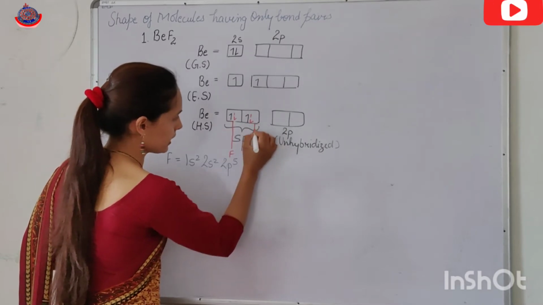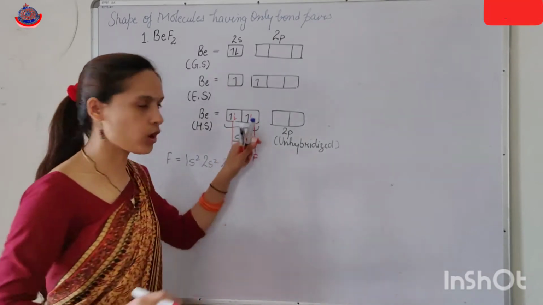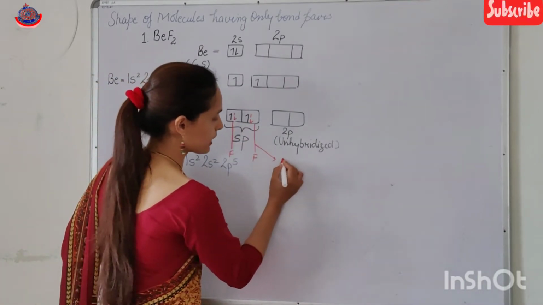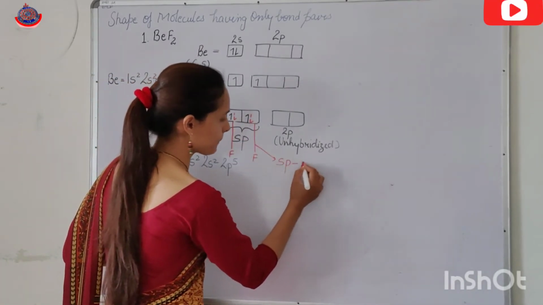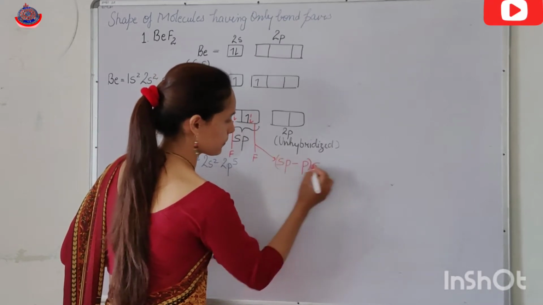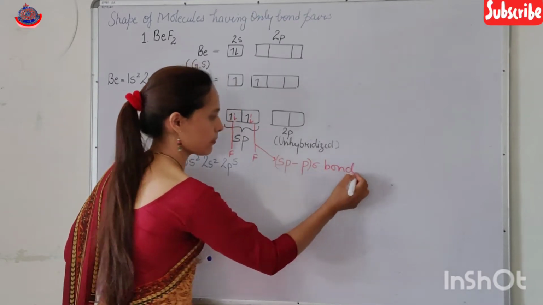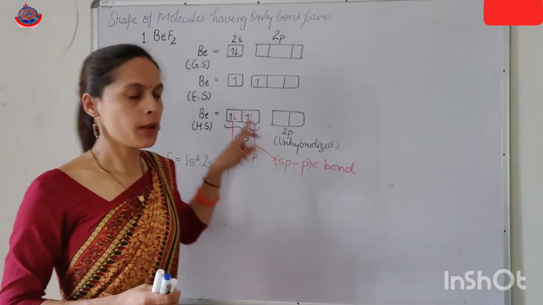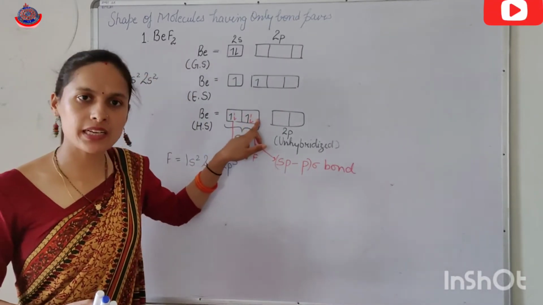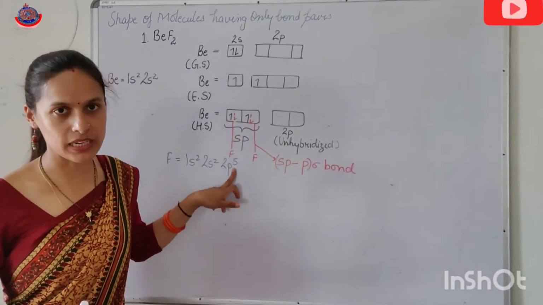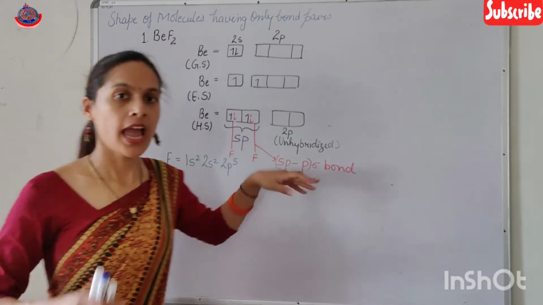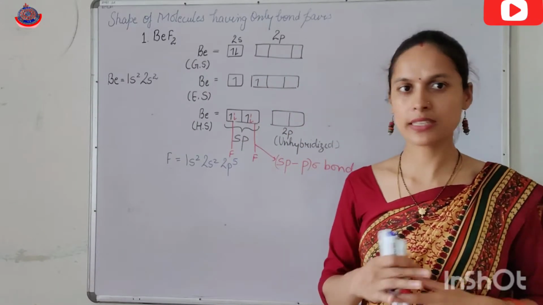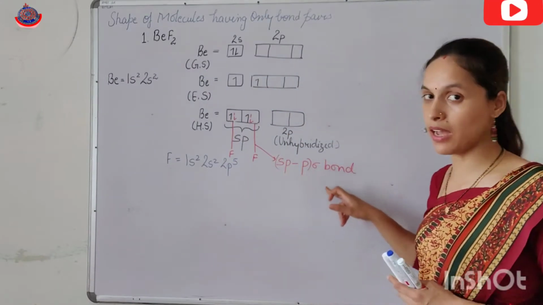So here fluorine and here fluorine, and the bond which is formed between the beryllium and the fluorine, the name of that bond is sp-p sigma bond. Why sp-p sigma bond? Because beryllium's sp orbital is there and fluorine's p orbital is there. That's why it is sp-p. And the first bond which is formed between any two atoms is a sigma bond. That's why it is sp-p sigma bond.